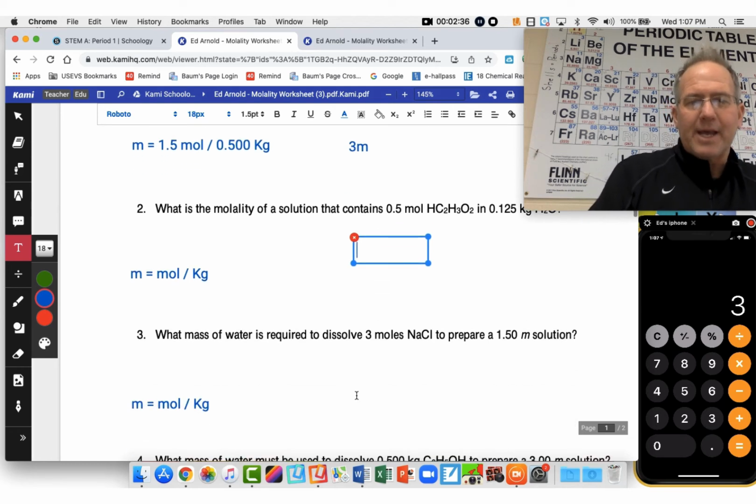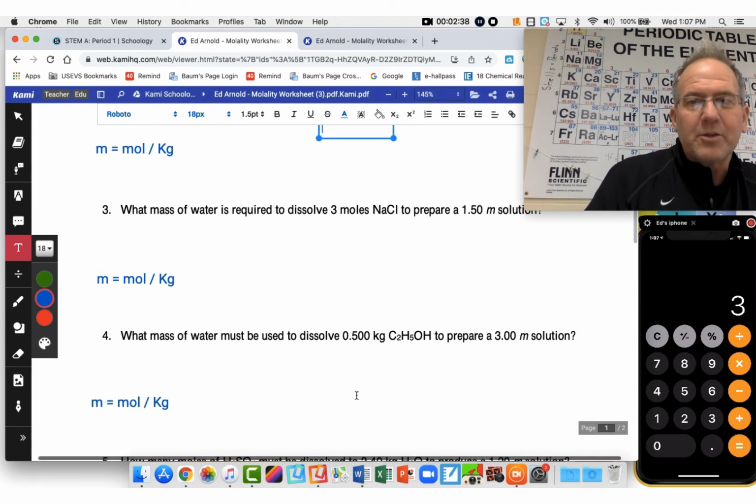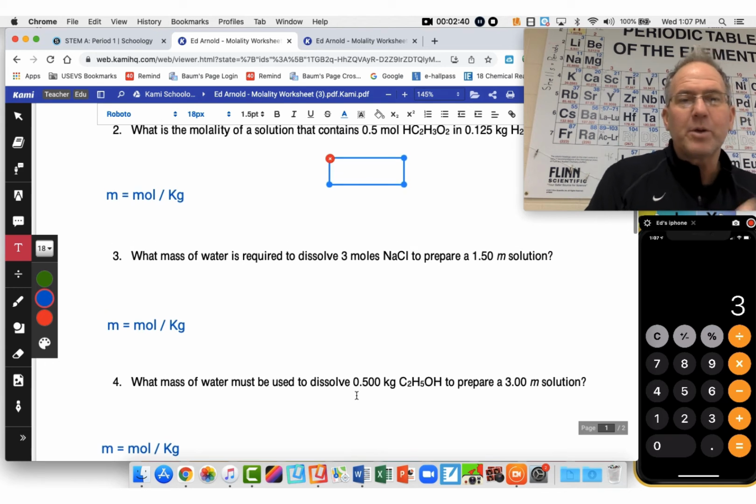All right, the next problem here, number 3. The reason I'm going to number 3 is because they want me to solve for the mass of the water. That's the kilograms.